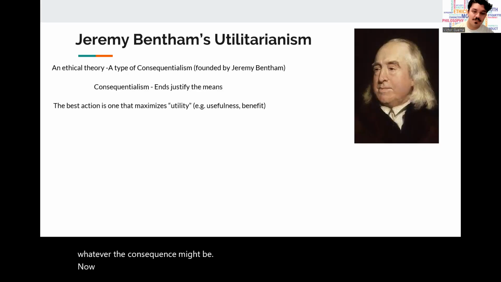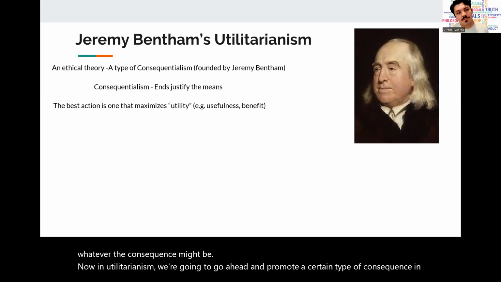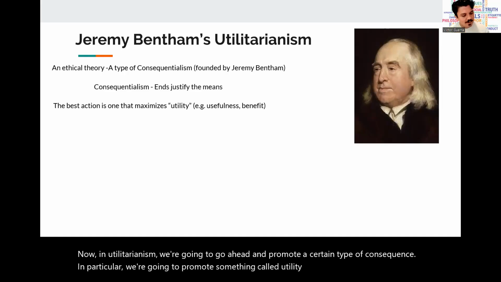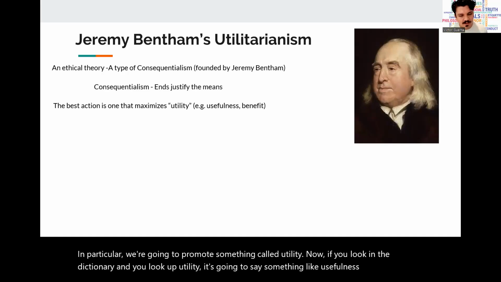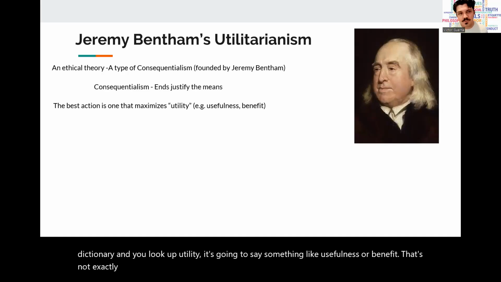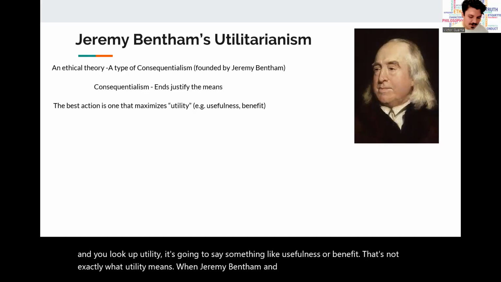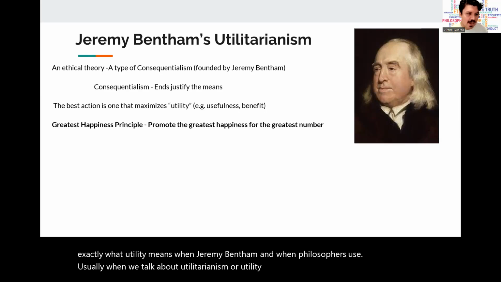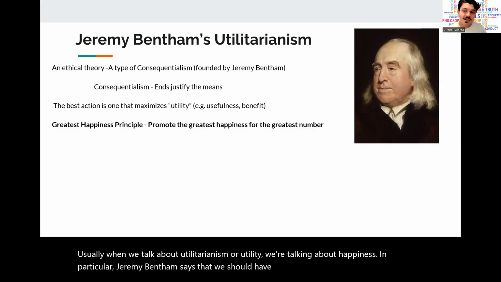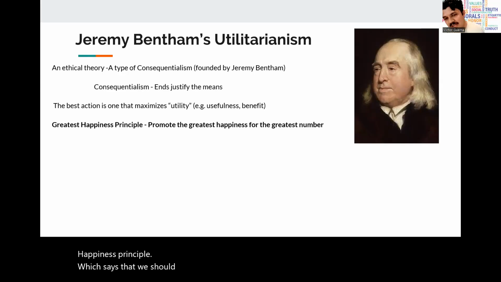Now, in utilitarianism, we're going to promote a certain type of consequence. In particular, we're going to promote something called utility. If you look up utility in the dictionary, it's going to say something like usefulness or benefit. That's not exactly what utility means when Jeremy Bentham and philosophers use it. Usually, when we talk about utilitarianism or utility, we're talking about happiness. In particular, Jeremy Bentham says that we should adopt the greatest happiness principle, which says that we should promote the greatest happiness for the greatest number.